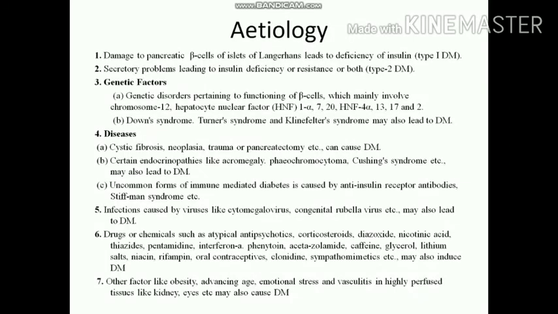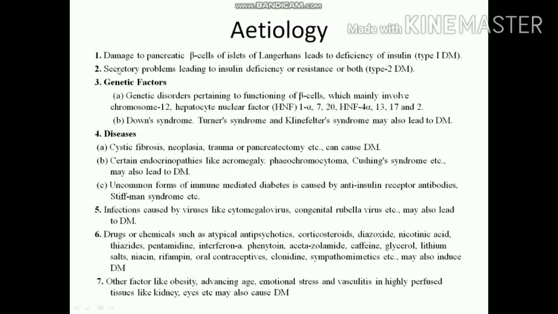Next is the etiology of diabetes mellitus. First one is damage to pancreatic beta cells or islets of Langerhans, which leads to deficiency of insulin. That is type 1 diabetes. That means when the beta cells are disturbed or damaged, they are unable to secrete insulin, and that causes the deficiency of insulin.